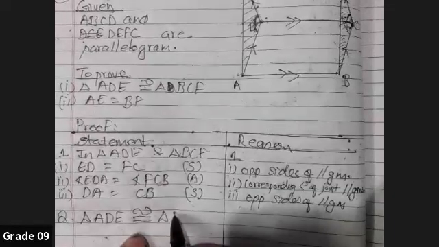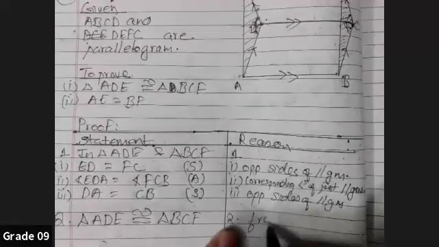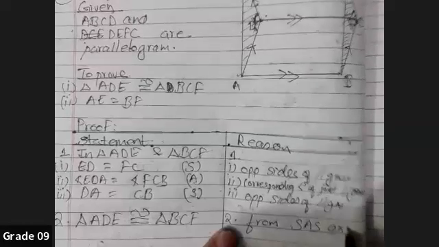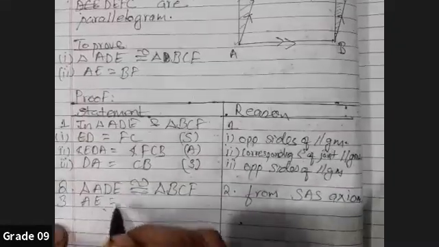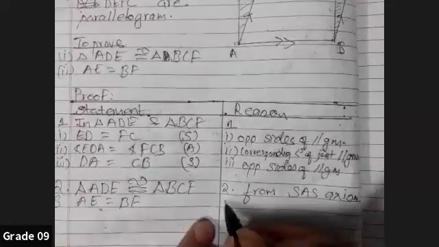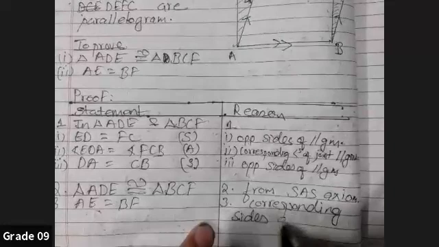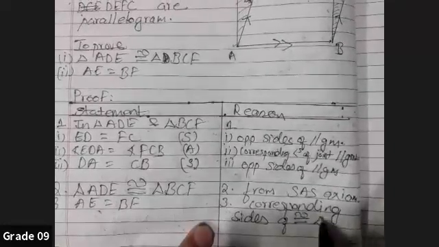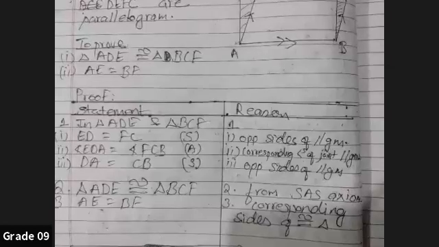Okay, after doing these three things, we get permission to put the stamp of the congruence sign between them. That is, triangle ADE is congruent to triangle BCF. The reason is SAS axiom. And after doing this, we get another permission also. That is AE equals BF, and these are the pair of corresponding sides. You can write corresponding sides of congruent triangles. So hence this is proved.